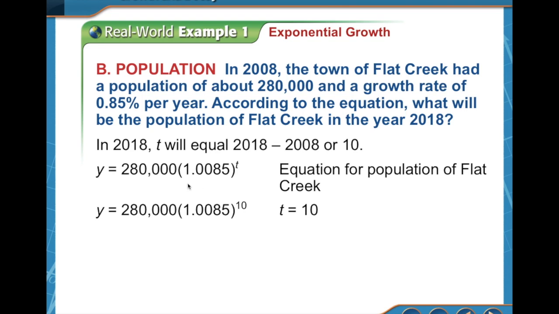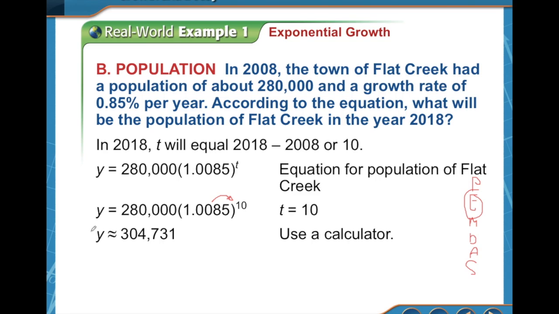Exponent comes first. What you cannot do is multiply these two numbers first because you're ignoring the power, you're ignoring the exponent, and we know, based on order of operations, exponents come before multiplication and division. So we know from PEMDAS this is true. We have to work through the exponent first. So exponent before you multiply. So this to the power of 10, and then multiply by 280,000.